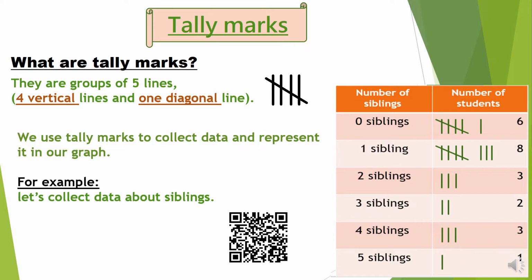Here we find a table for siblings. We have a column for number of siblings and number of students. 6 students have 0 siblings, 8 students have 1 sibling, 3 students have 2 siblings, 2 students have 3 siblings, 3 students have 4 siblings, and 1 student has 5 siblings.